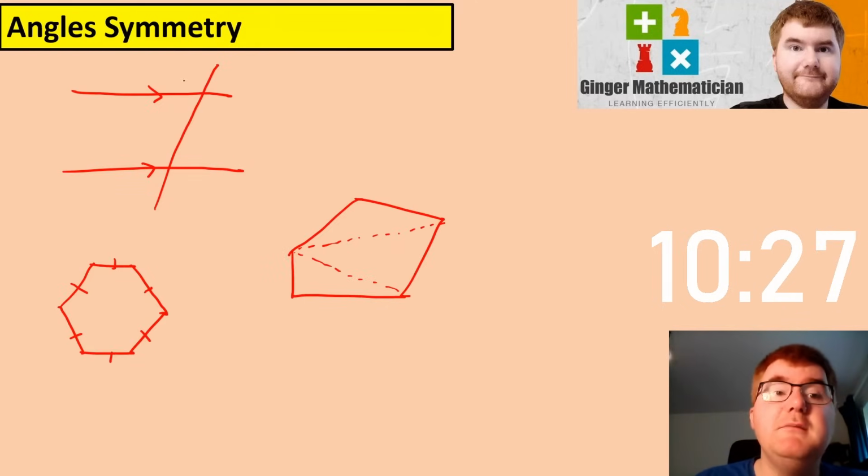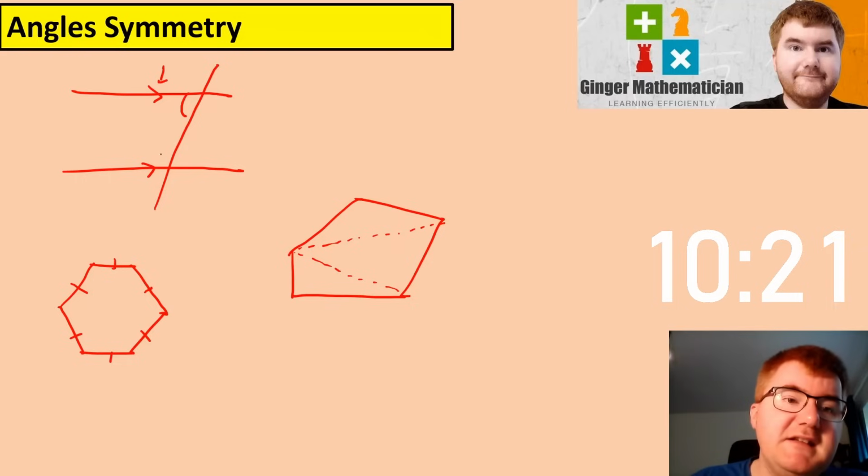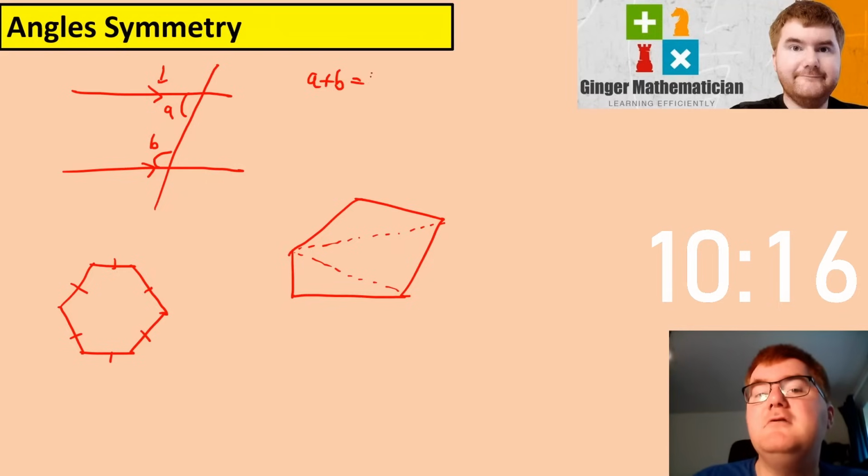Angle symmetry, so the most important part is angles in parallel lines. So notice I've got these arrows here, it means they are parallel. It means that this angle and this angle, so let's call this A and B, these two angles are interior angles and add up to 180.